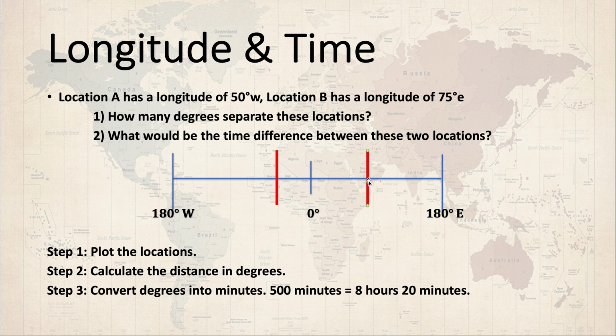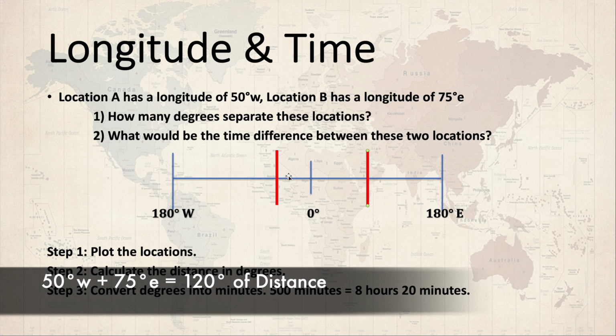So my job is now that I've plotted the locations, to calculate the distance in degrees. Well, if this is 50, 50 to 0 is 50, and then 0 to 75 is 75, I'm able to add these two up to get the total distance. So I find that the total distance in degrees is 120 degrees.